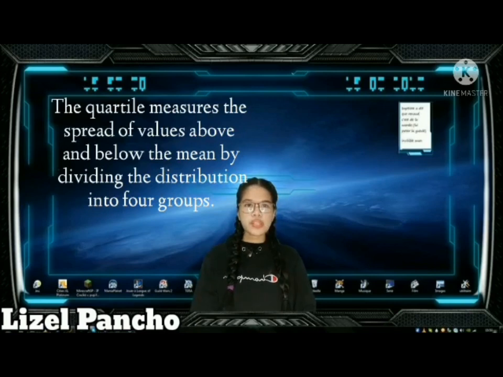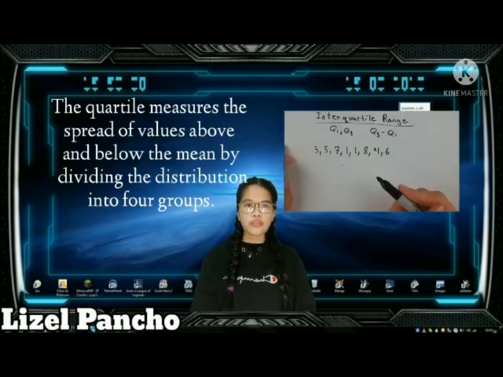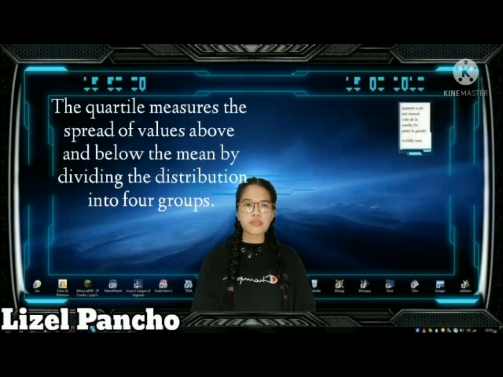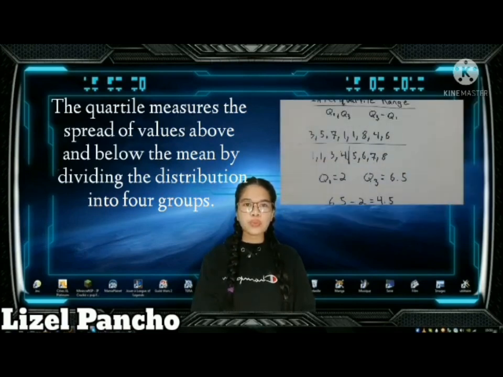The example number set is 3, 5, 7, 1, 1, 8, 4, 6. We just have to arrange it from lowest to highest. That would be 1, 1, 3, 4, 5, 6, 7, 8. Split the data into half to find the median. To find the first quartile, let's find the median between 1 and 3. That would be 2. Same with the third quartile, let's find the halfway of 6 and 7, and that would be 6.5, which is our third quartile. So let's subtract 6.5 and 2. The answer would be 4.5.